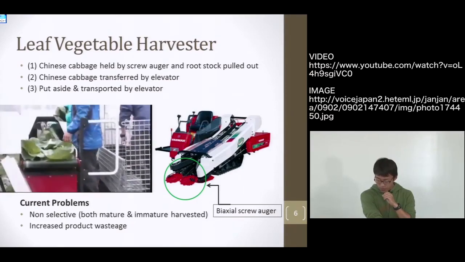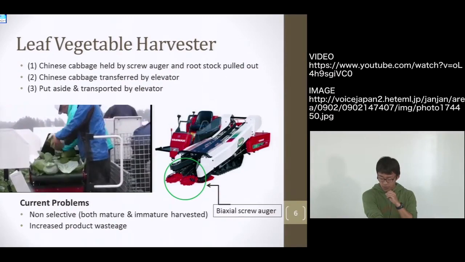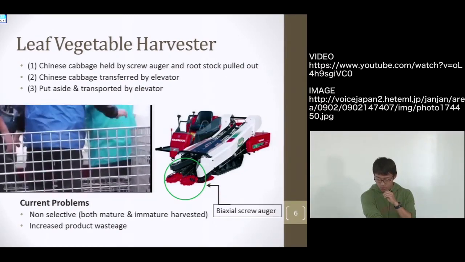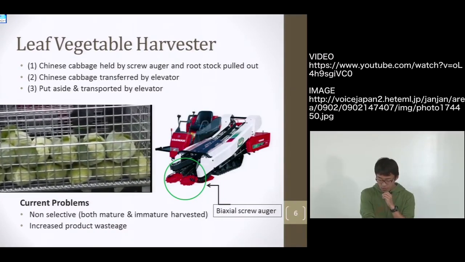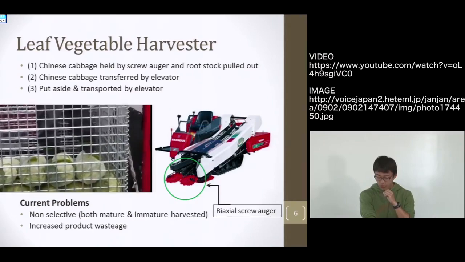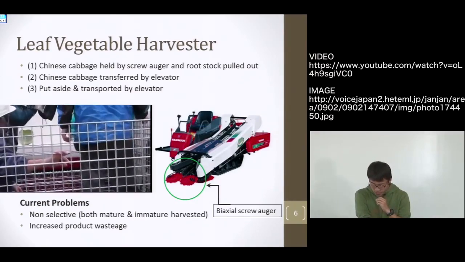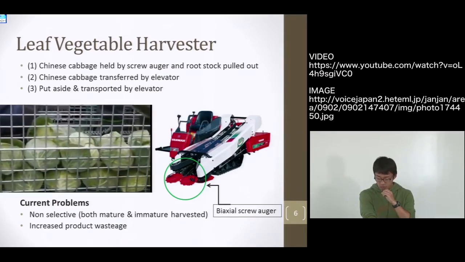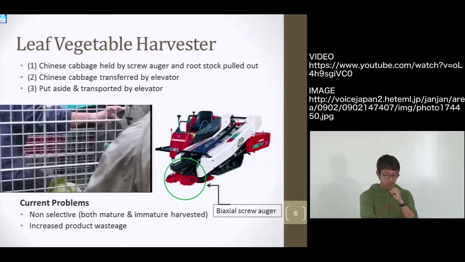A pincer grip belt moves with the screw auger to pull out cabbages and transport them to an elevator after discarding outer leaves and bases. But this machine also has current problems. It harvests non-selectively, that is, it harvests both mature and immature products, so wastage of products definitely increases.